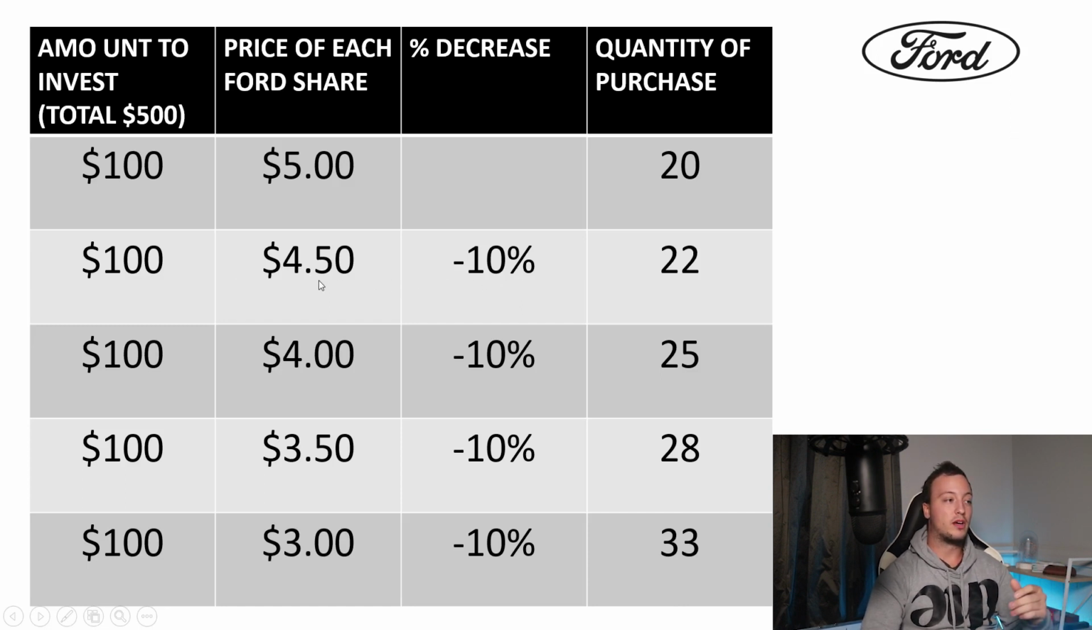We then see that the price drops either at a 10% decrease, or let's say if we're doing it by dollar amount, we want to invest another $100 when the price reaches $4.50. So we can see here if we invested $100 at $4.50 a share, we would then end up with 22 shares.